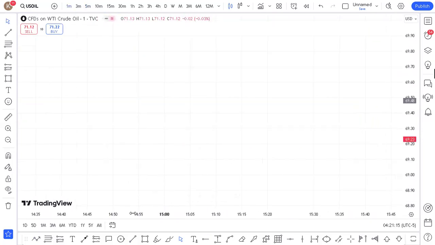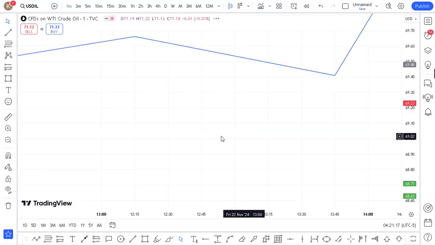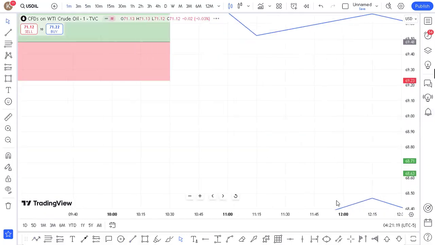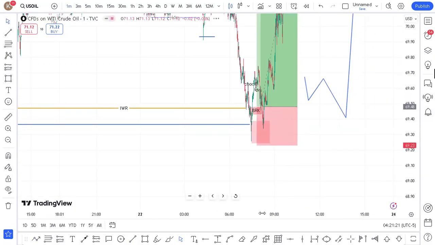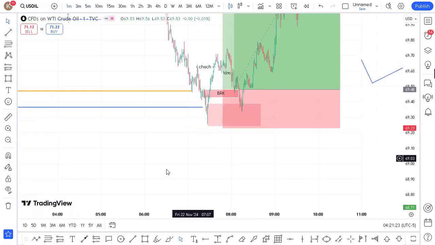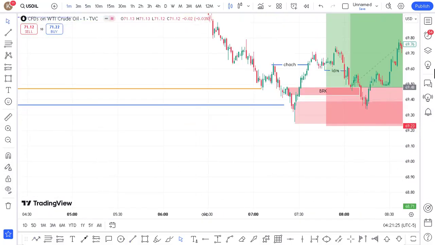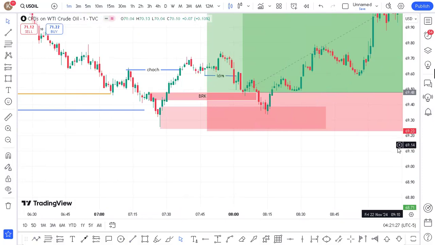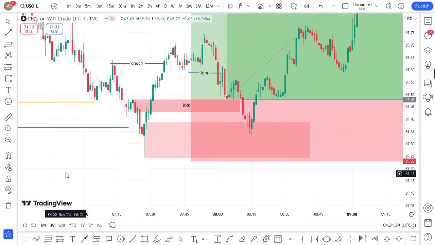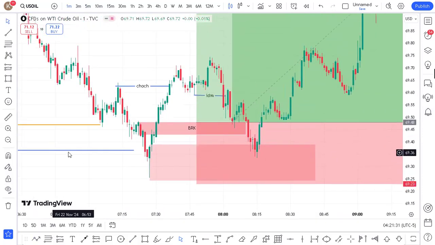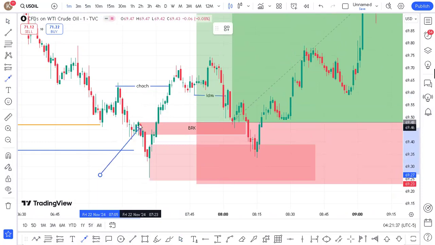Let me drop on a lower time frame and just explain the one that I intended to show you. The one is here. Let's talk of this. You can see it's very clear. This is a sweep of the previous major structure. After the sweep, we're getting the major high being broken. Of course, this is a change of character. It's a valid change of character.